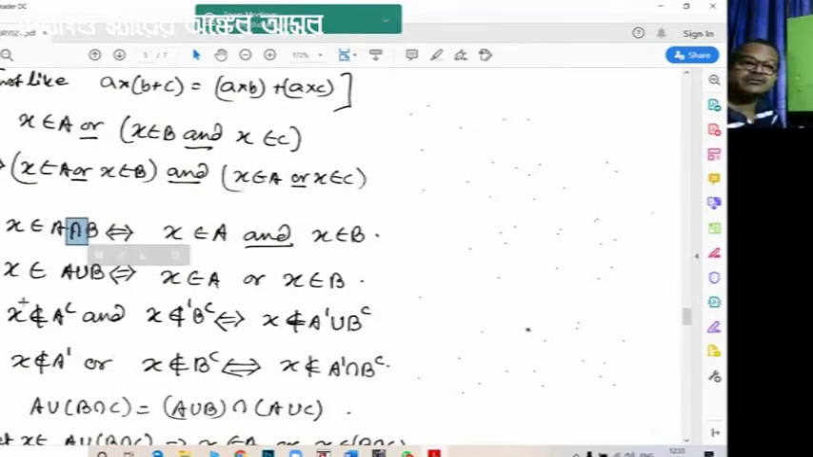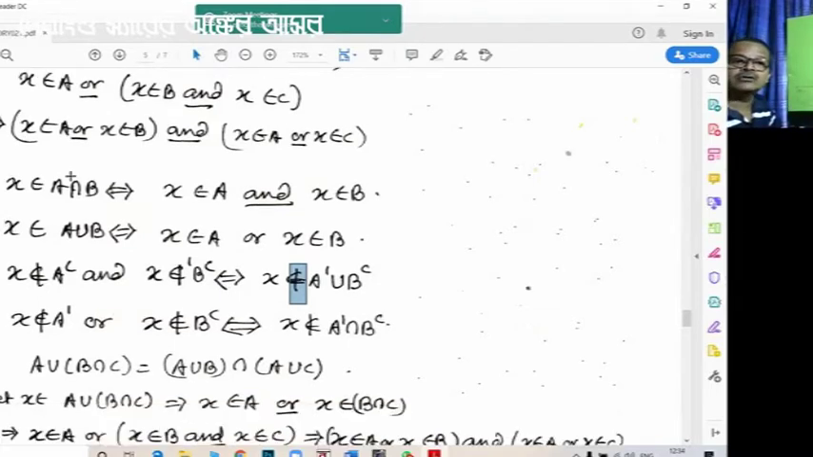But if it is not belongs to and "and" is in between, then it will be not belongs to A union B. In case of belongs to, it will be intersection if "and" is in between. But if it is not belongs to and "and" is in between, that will be union. Just opposite.